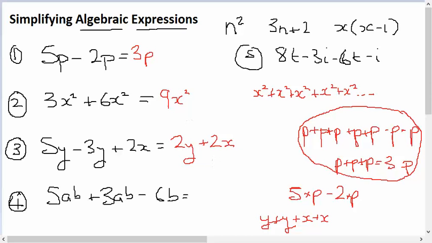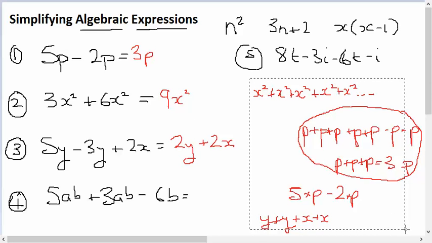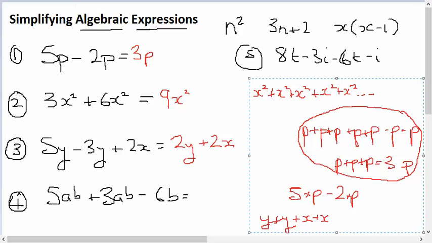Now, before I carry on, I'm just going to get rid of some of this, just in case I need some more space. There we go. Cut that.